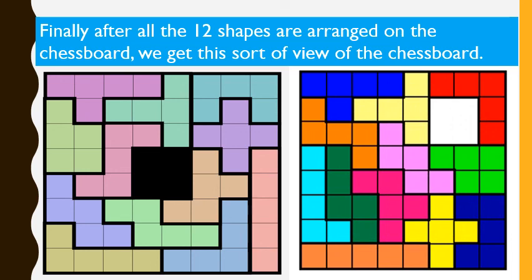Finally, after all the 12 shapes are arranged on the chessboard, we get this sort of view of the chessboard.